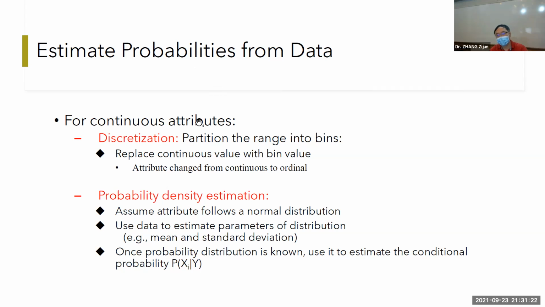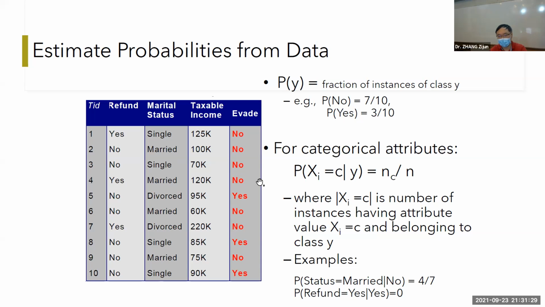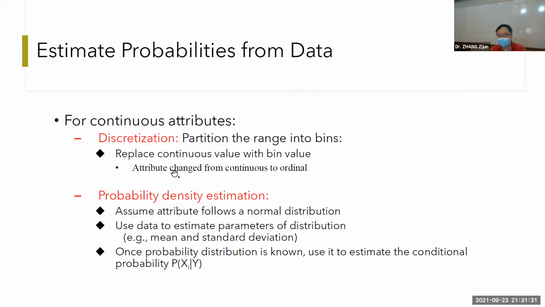And estimate probability from data. If we have continuous attributes, how can we deal with them? In the previous example, we dealt with categorical attributes. Then how about continuous attributes? The same thing. It's like the splitting in the tree.